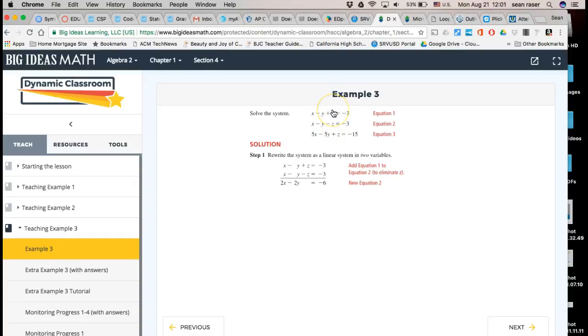Anytime you see that it's going to be really easy to cancel out one of your variables, take advantage of that so you don't have to do much work. When we add equation 1 to equation 2, here's our new two variable equation. Now, we can also add equation 2 to equation 3. So our z's are also going to cancel out here, and we've got another two variable system. Here we've got 2x minus 6y equals negative 6, and we've got 2x minus 6y equals negative 18.